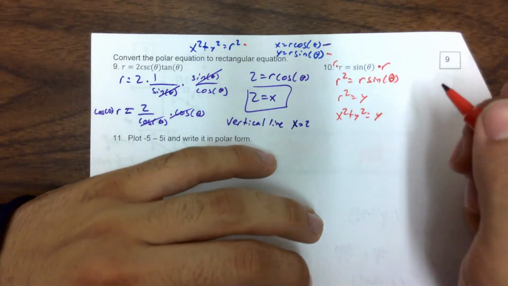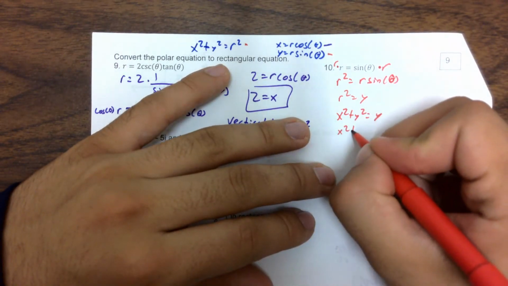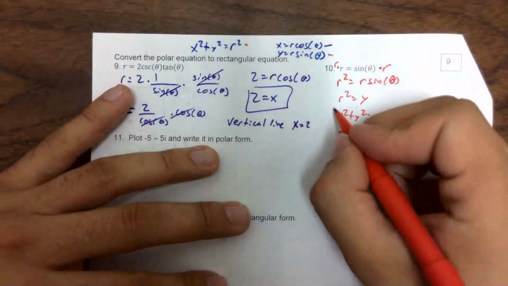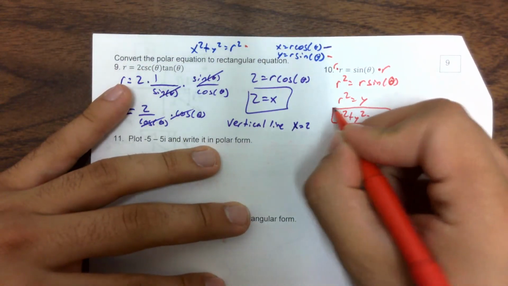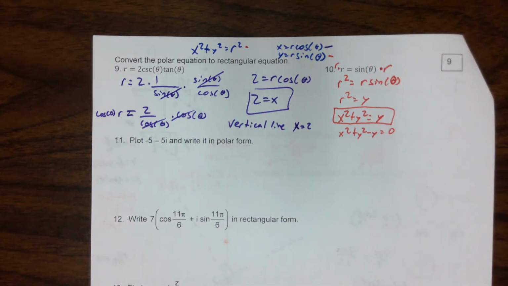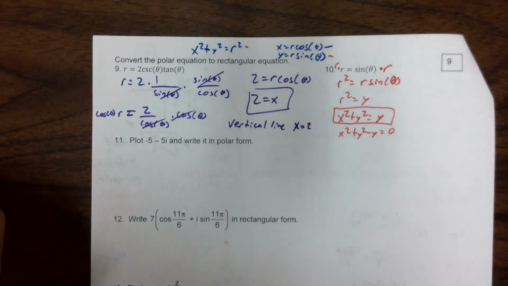You could leave it like that, or you could move it over. Either one is fine, as long as you have no more r's and thetas and everything you have is x's and y's, which is what I have here. So there it is.